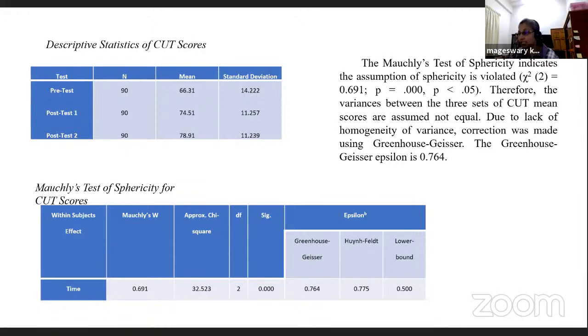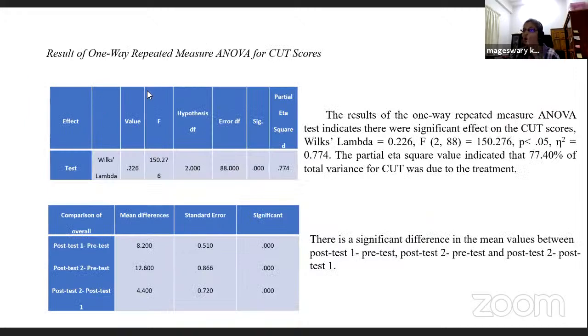So what I'm getting is the assumption is not met. It is violating, so I need to do the correction. I can choose either one of these and then I do the correction. After doing the correction, I run repeated measures.